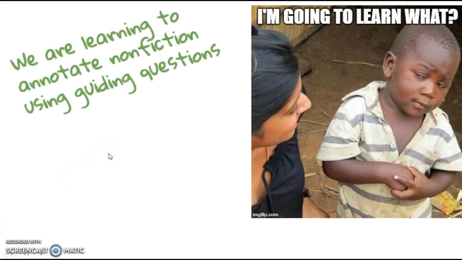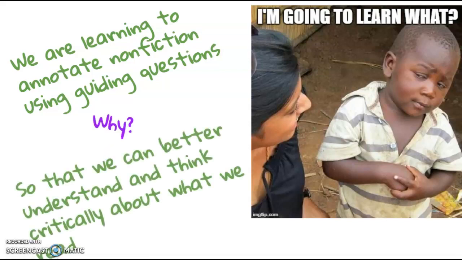All right, so we're learning to annotate nonfiction using some guiding questions and critically think along the way, too, so we can better understand and think critically about what we read. So it's not just enough to read it. We do want to think and form our own opinions and thoughts. That really is how we learn.